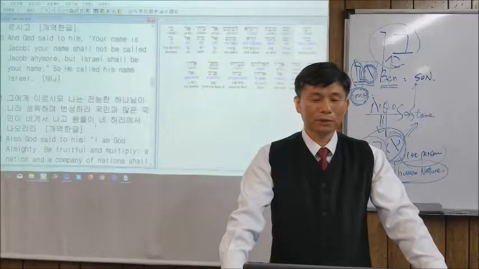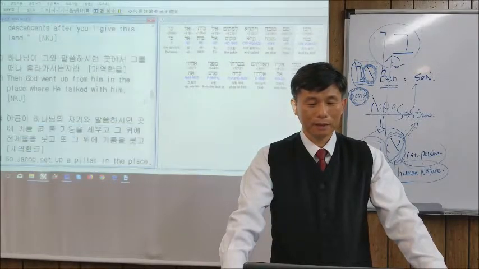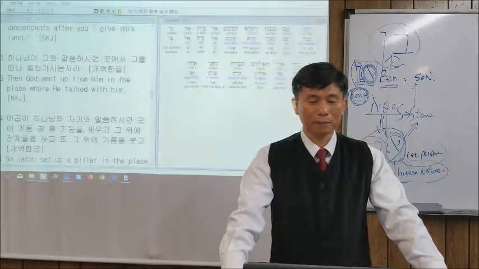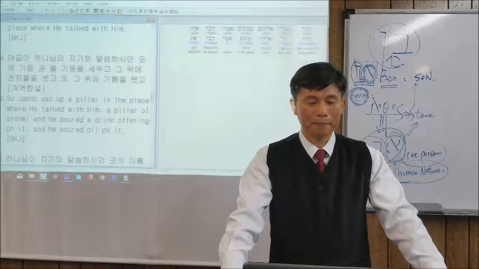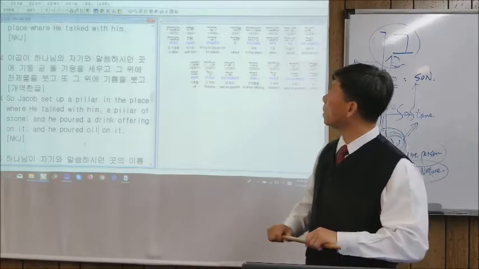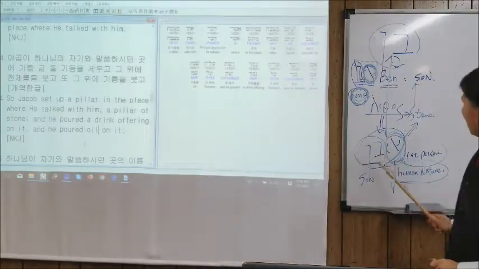But Israel shall be your name. So he called his name Israel. Then God went up from him in the place where he talked with him. So Jacob set up a pillar in the place where he talked with him, a pillar of stone. Look at the stone. Stone. Eben. Stone. Eben.